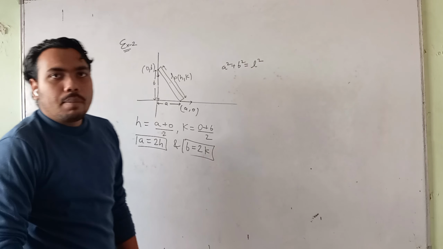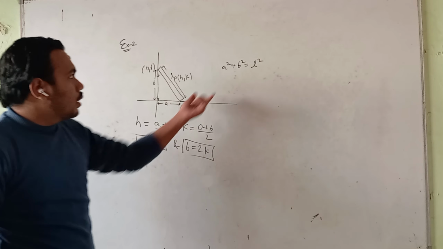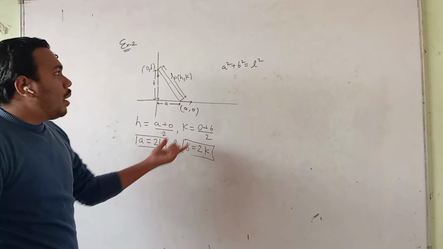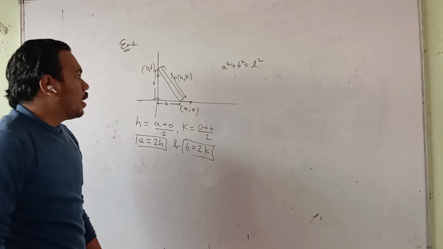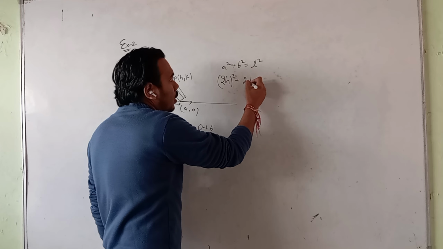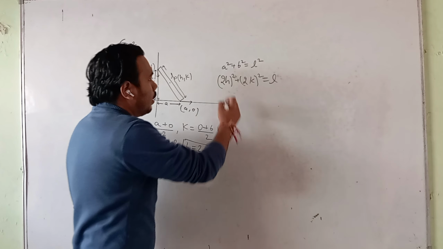Now I am applying step number 3, eliminating the variables. If I substitute a equals 2h and b equals 2k in this equation, then my variables are eliminated. Now I am solving it further.